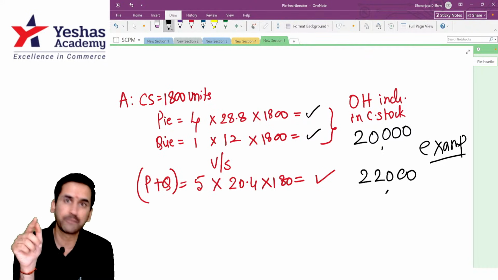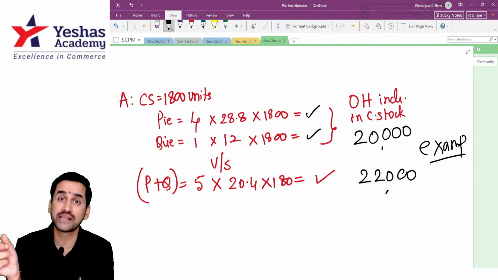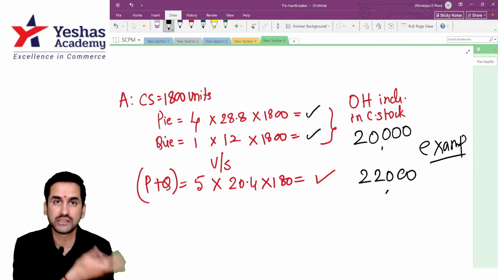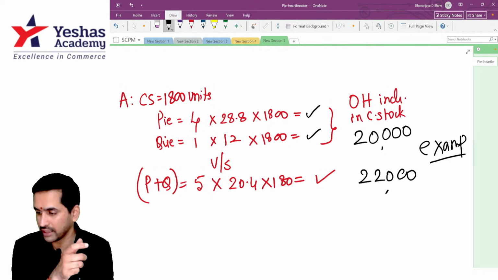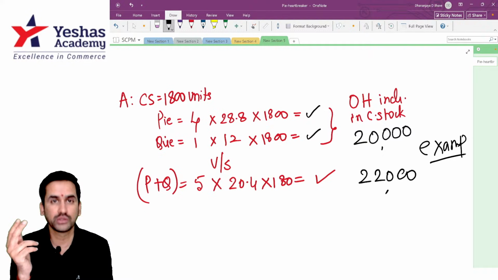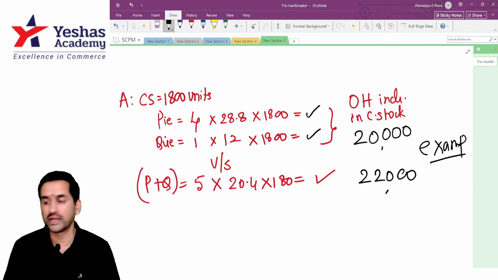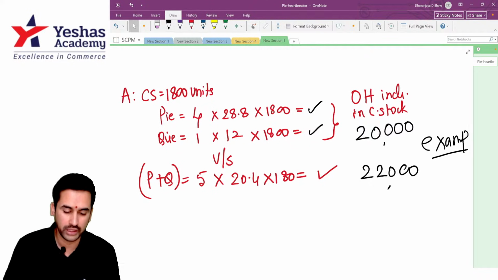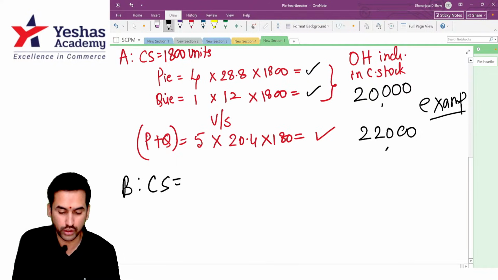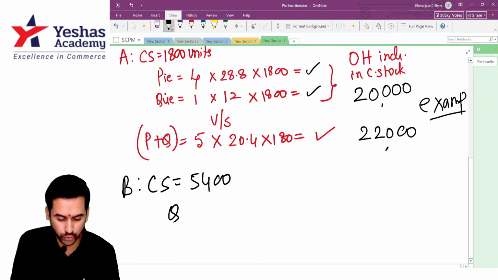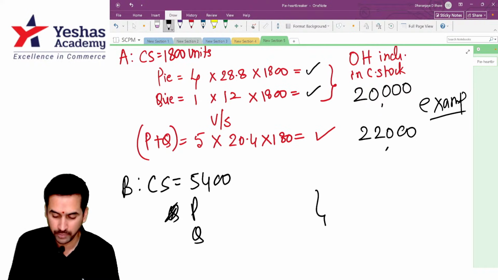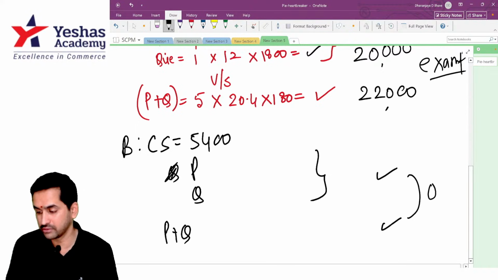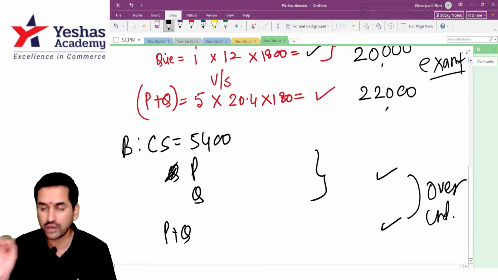Remember, in trading and P&L account, closing stock is on the credit side, and if the credit side number goes up, automatically profit on the debit side also will go up, because the ledger has to tally. If closing stock goes up, credit side goes up. If credit side goes up, then net profit will go up. Able to follow? This way you have to do even for product B. Closing stock units 5400, then do P and Q separately and get that number, and then P plus Q together get that number. The difference will result in either overvaluation or undervaluation.